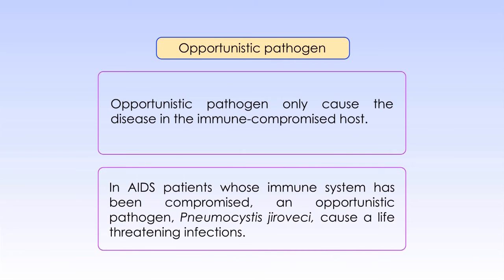In AIDS patients, whose immune system has been compromised, an opportunistic pathogen, Pneumocystis jirovecii, causes life-threatening infections. Some microbes may even enter a latent state during infection, where the organism cannot be found by culture. For example, herpes virus can enter the peripheral nerves and remain dormant for years. Then suddenly it emerges to cause cold sores.